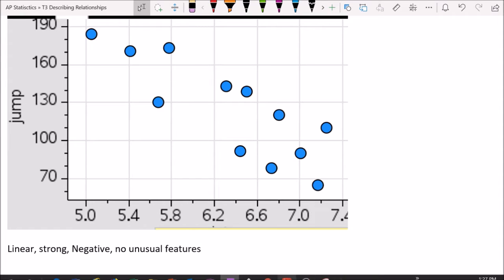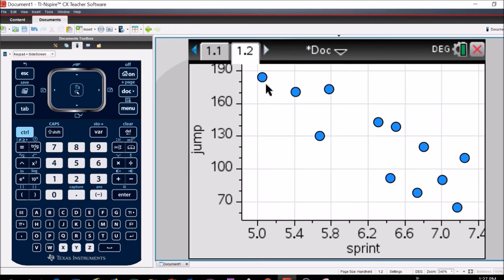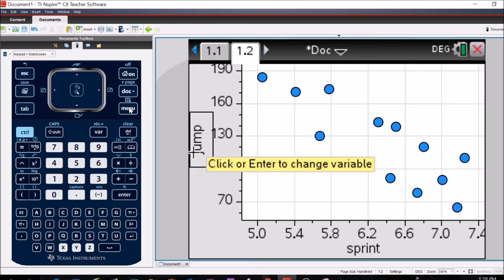and talk about a couple other things that we have the ability to do. First thing is you can hover over a point, and each point represents one person. Okay, so this person did their sprint in 5.05 and then they jumped 184, for example, is what that's saying. There's other stuff you can do though. Now remember, in this calculator, most of the stuff that happens that's good for us happens after we hit the menu button. Let's go play with that for just a second.